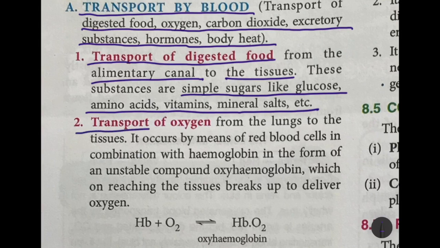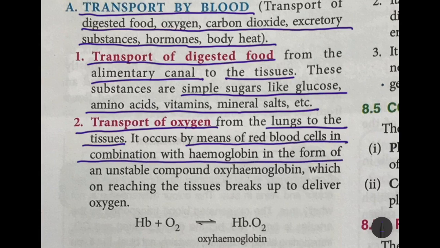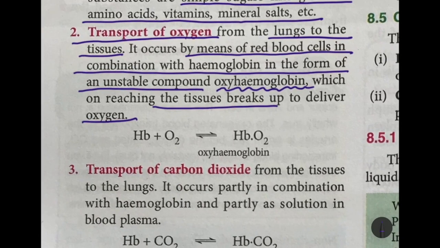Next is transport of oxygen from the lungs to the tissues. Now, this takes place by red blood cells in combination with hemoglobin in the form of an unstable compound which is known as oxyhemoglobin, which when reaching the tissue breaks up to give up oxygen. So you will see that hemoglobin combines with oxygen to form an unstable compound, oxyhemoglobin. Why is it called unstable? Because the oxygen will be given off easily when it reaches the cells or the tissue.